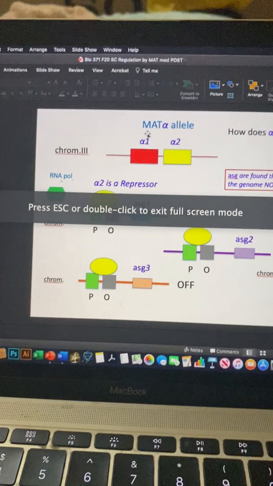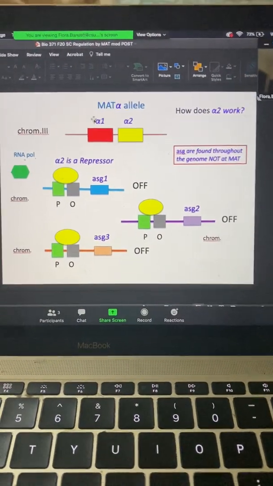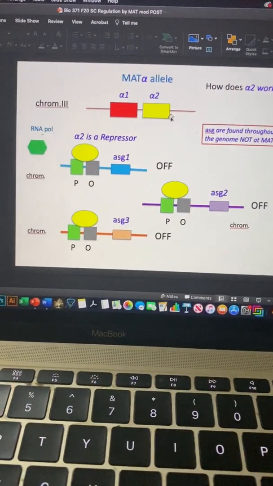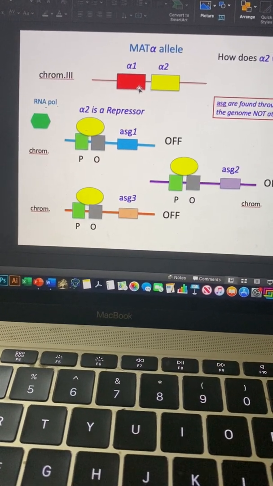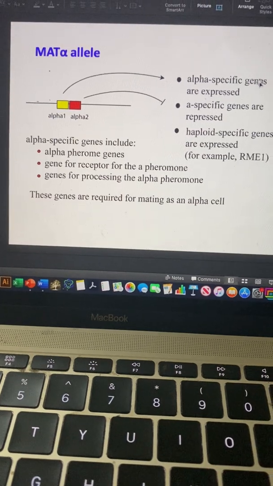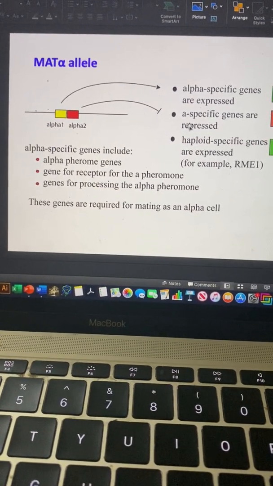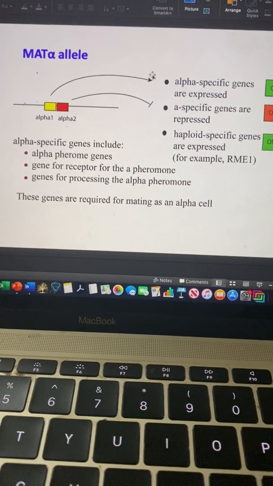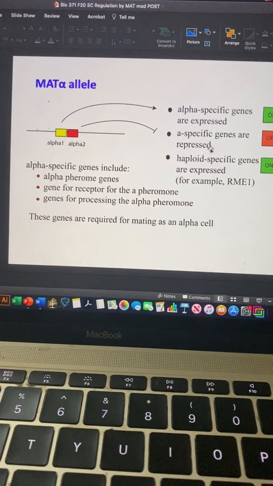So the MAT alpha allele has two genes. One is an activator, and the other is a repressor, but of different sets of genes. Alpha 1 is an activator of alpha specific genes. Alpha 2 is a repressor of A specific genes. This shows why in alpha cells you have alpha specific genes, but not A specific genes.